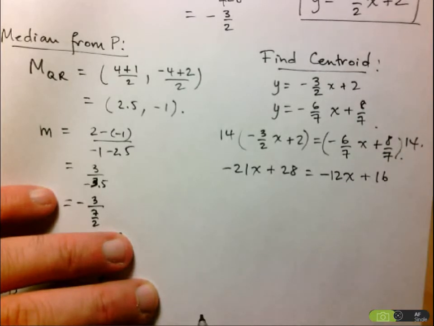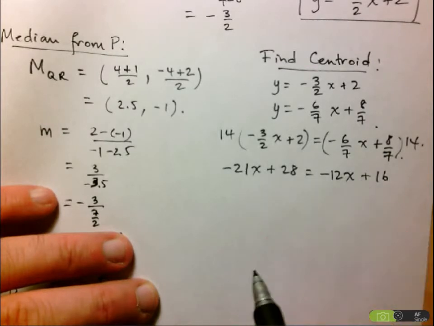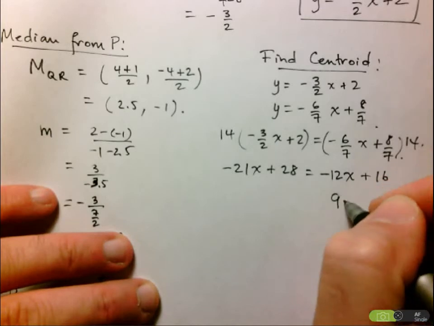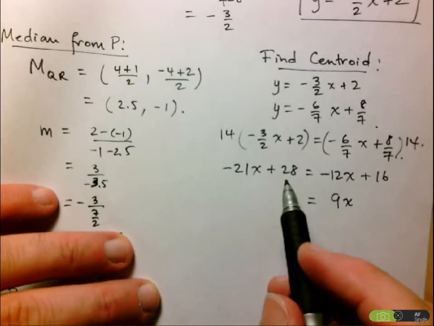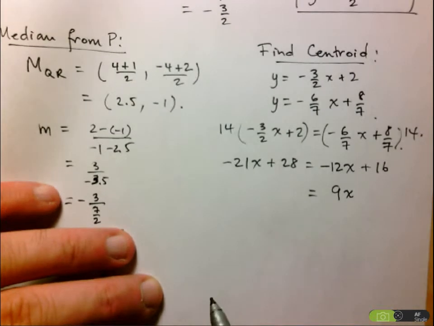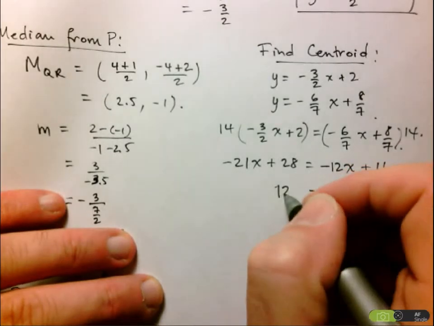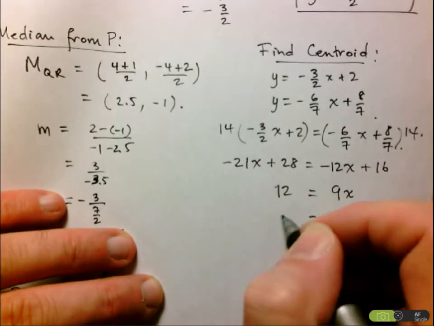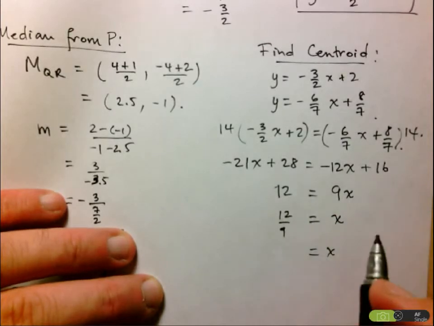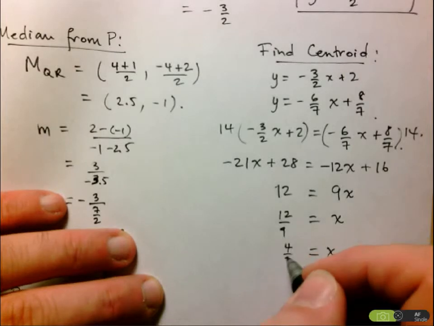Okay, and now we can start solving this. So I'll bring the negative 21x to the other side, becomes plus. Negative 12 plus 21 gives us 9x. And here 28 minus 16 is just equal to 12. So x is equal to 12 over 9, or we can simplify that by dividing both top and bottom by 3, so that's 4 over 3.